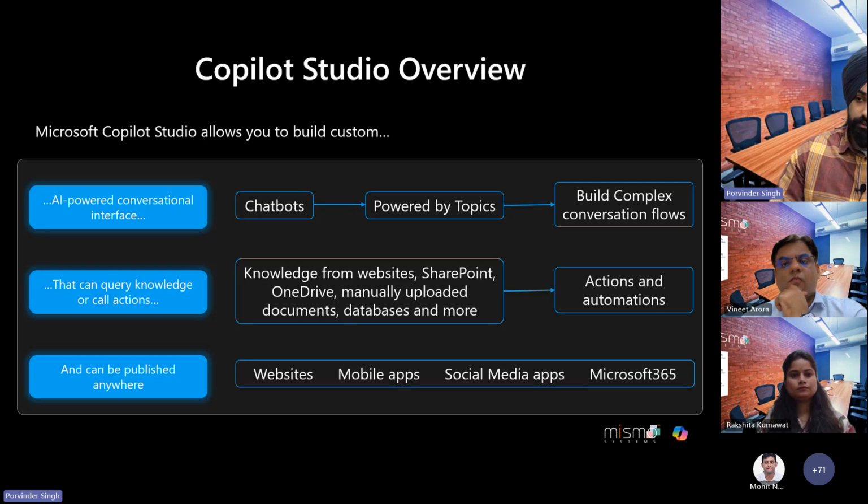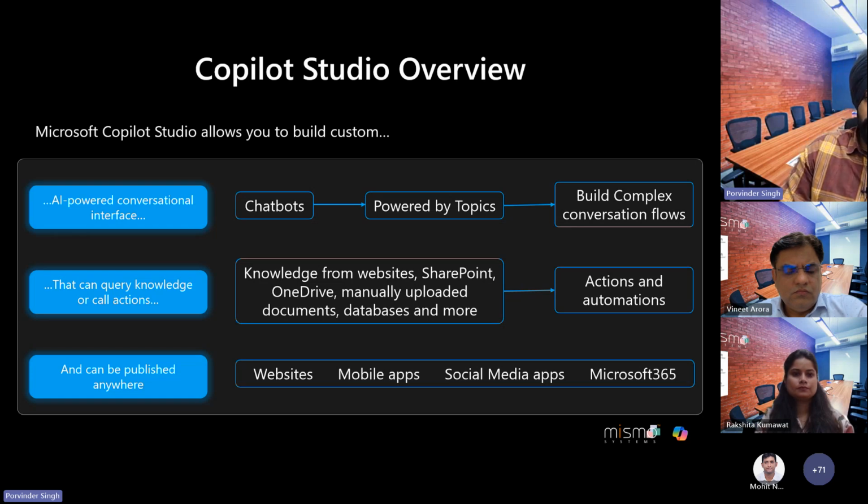And on top of this, you can get them to carry out some actions and automation. So you can integrate them with Power Automate to do some automation like running a workflow or sending somebody a notification through a mobile app. So these kinds of actions and automations can be built into these custom copilots.